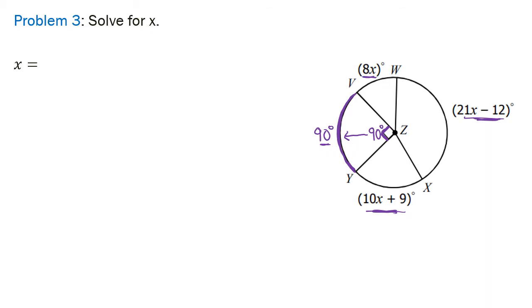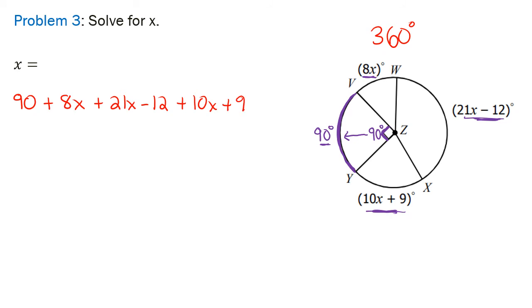Now we actually have something for each section of the circle. And they're asking us to solve for x. We're going to need to use all those sections. So we have to ask ourselves, well, how many degrees are in a circle? 360. So I'm going to take each piece, the 90 degrees, plus 8x, plus 21x minus 12, plus 10x plus 9, all four of those pieces are going to add up and equal 360 degrees. So you kind of have a little bit bigger of a problem now.